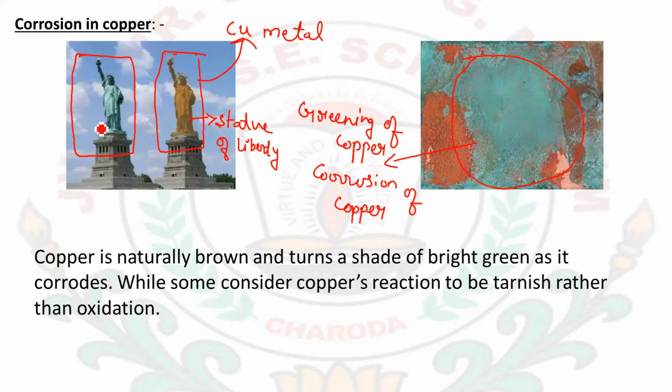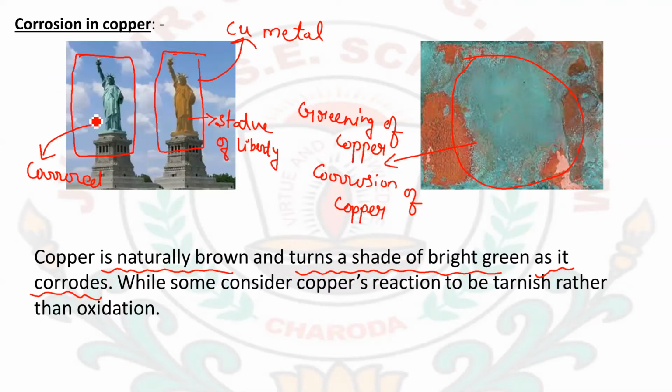Okay, the reason behind this greenish tint is that it has been corroded. The Statue of Liberty is made of copper, so after the corrosion of that copper, a green colored layer has formed over it, and now the color of the Statue of Liberty has become greenish. So this is one example of copper's greening or corrosion. Copper is naturally a brown metal and turns a shade of bright green as it corrodes, which I have shown you in this picture.